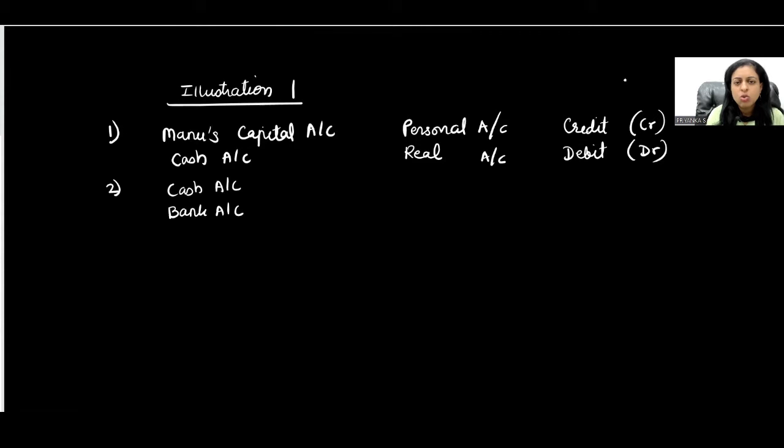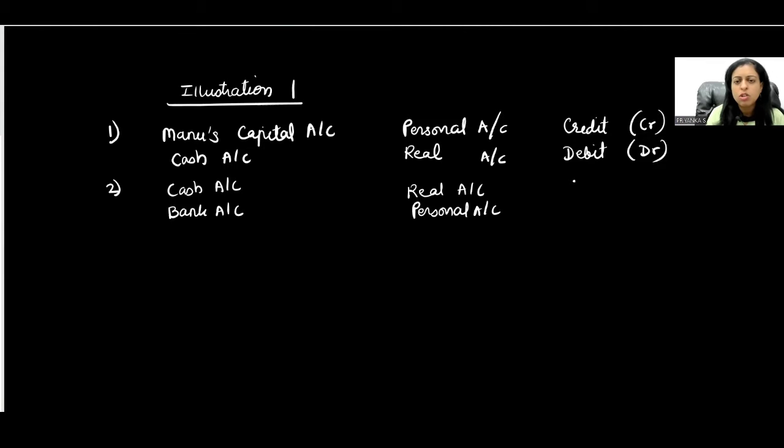What is cash account? We know cash account is a property. It is a real account. And what about bank? We know that bank has a name always, right? It could be a State Bank of India, Bank of Maharashtra, ICICI Bank, whatever. We don't know. But bank account will be a personal account because bank is a registered entity. So this account will be personal account.